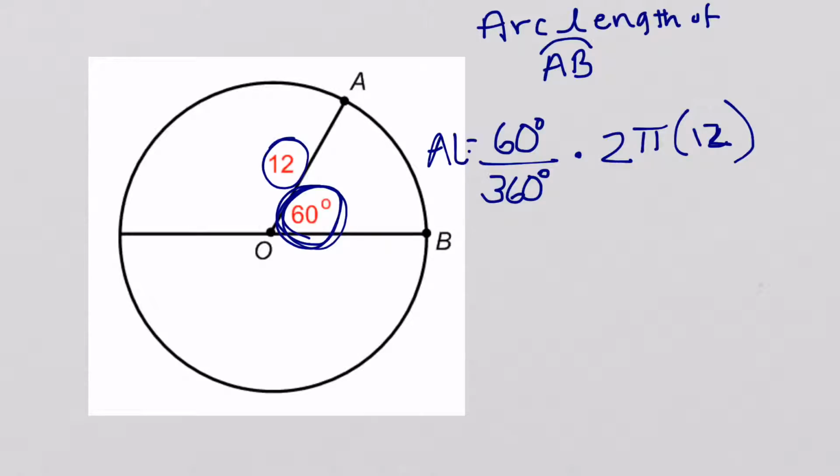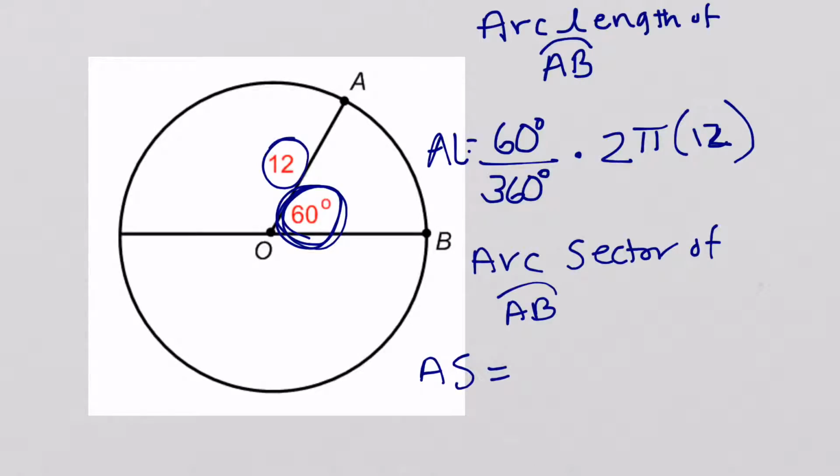Let's take a look at area now. If I wanted to know the arc sector of AB, all you would have to do to find the arc sector is take 60 degrees divided by 360 degrees times pi r squared. And in this case, our r was 12.